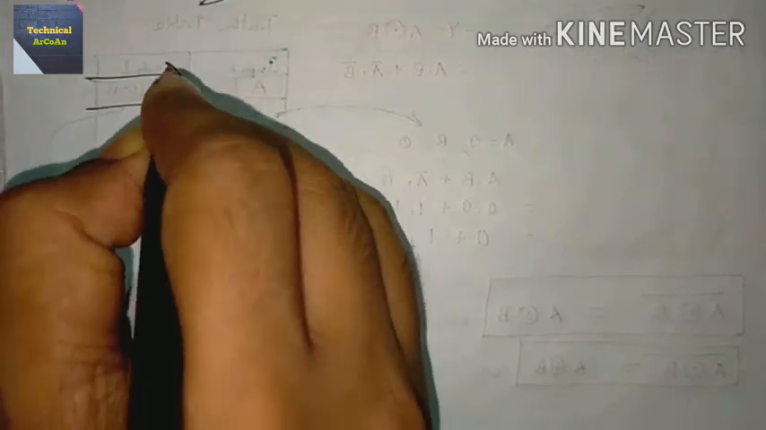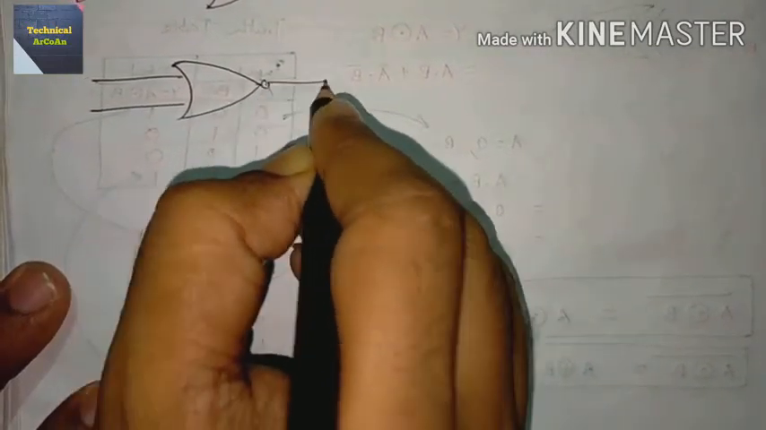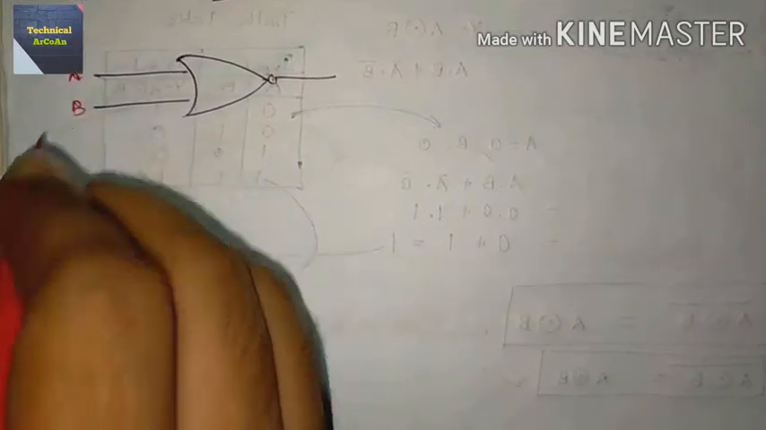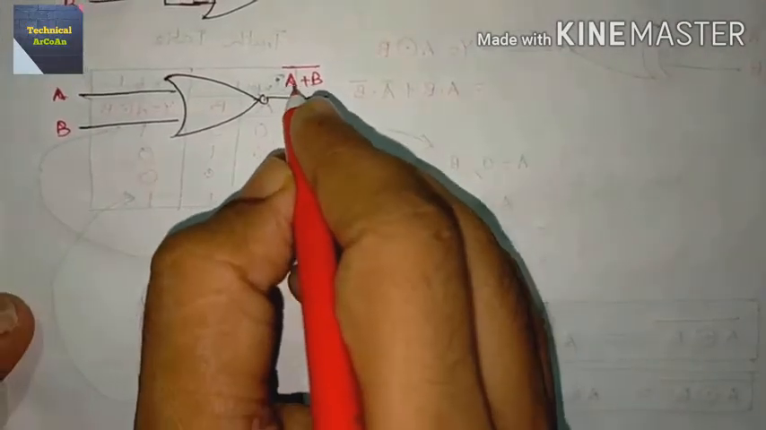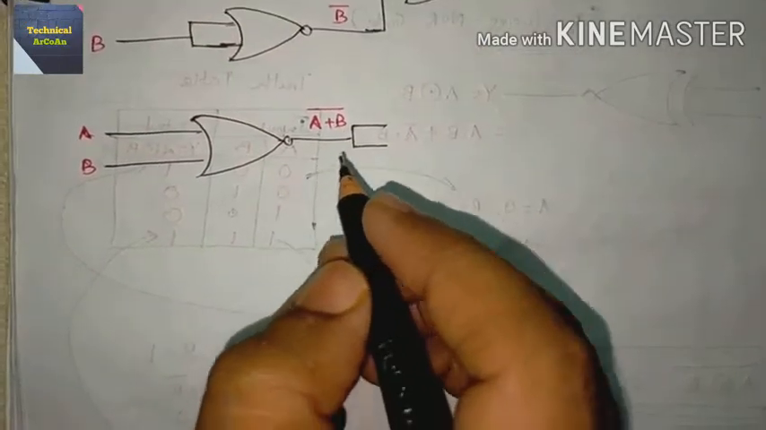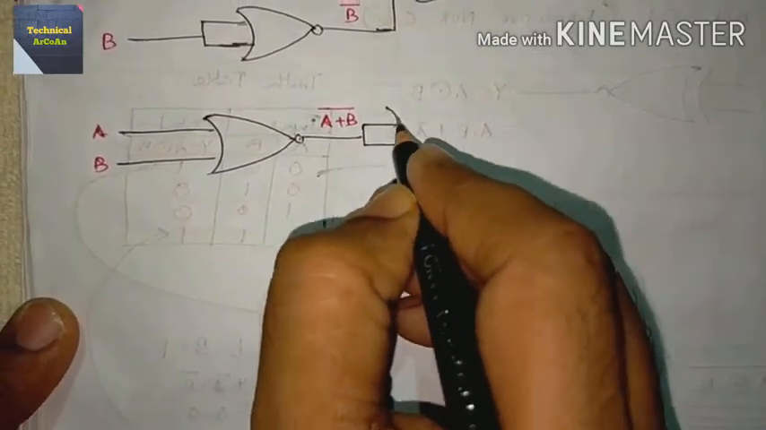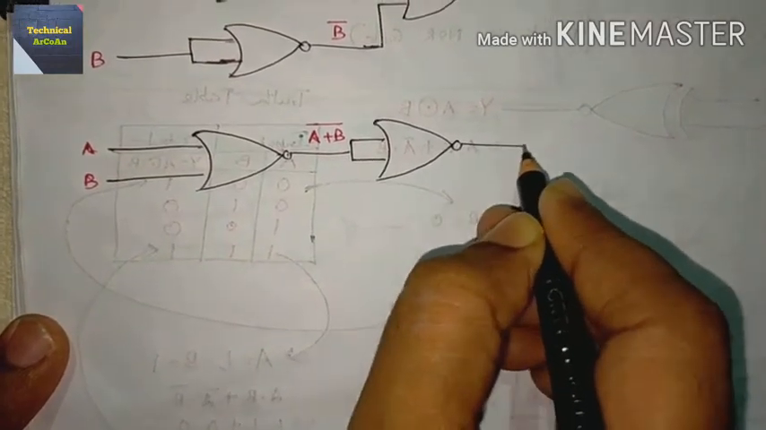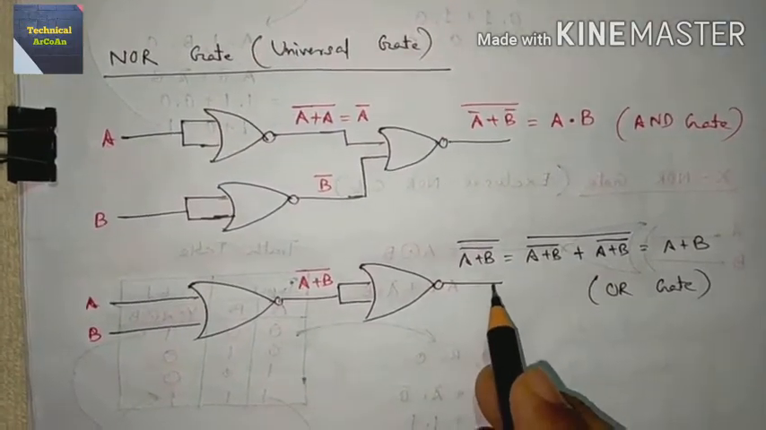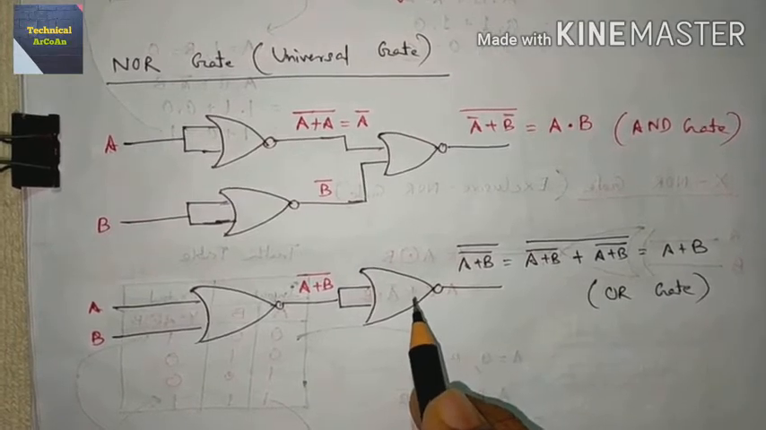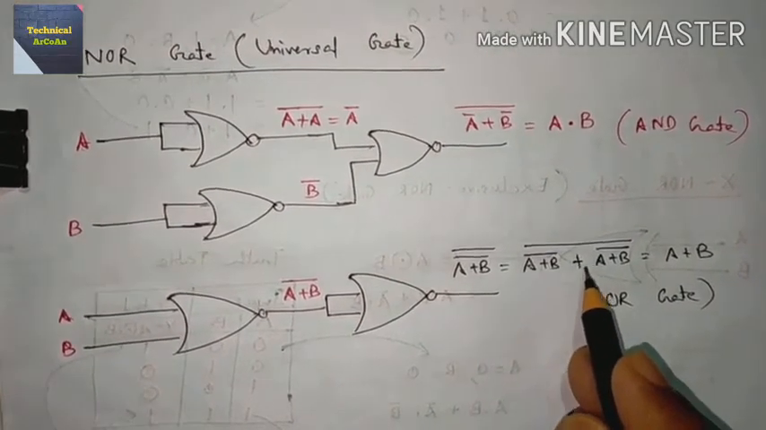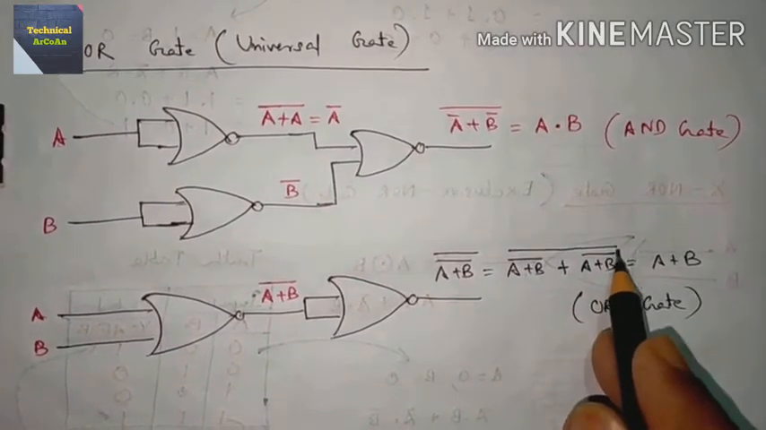We take a single NOR gate here where the inputs are A and B separately. What will be the output here? A plus B whole complement. Now these outputs are shorted and go into a single NOR gate, right? So what is the output of this final NOR gate? We get (A plus B) complement plus (A plus B) complement, and the whole complement, because this is a NOR gate.